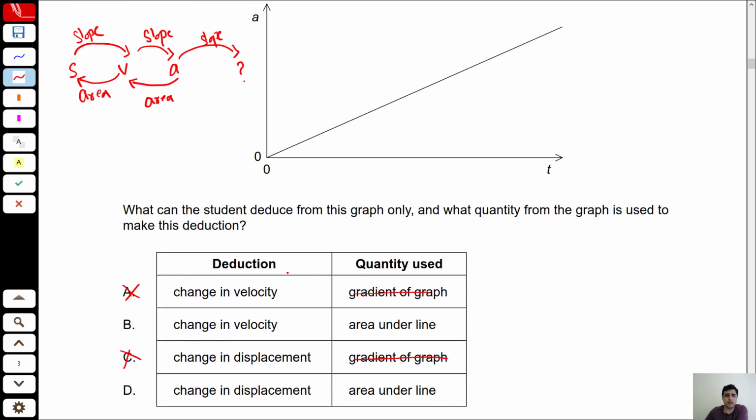But the area of an acceleration versus time graph does give us a meaningful quantity, which is change in velocity, right? The area under the acceleration graph gives us change in velocity. So any option that says area under the graph and velocity is the answer.